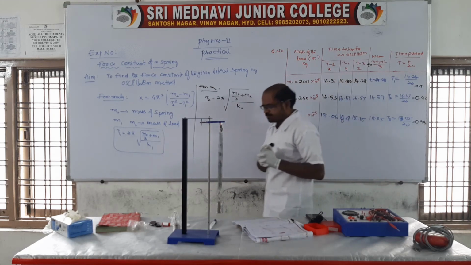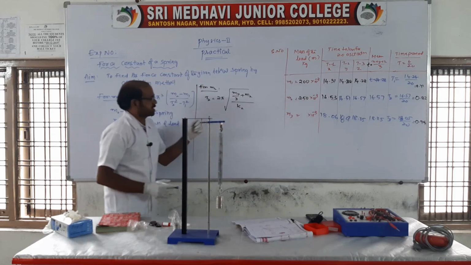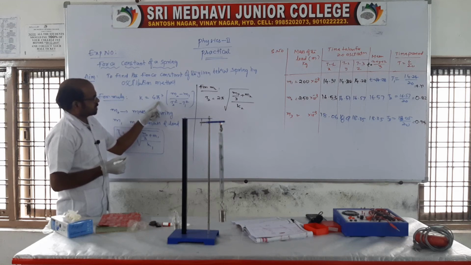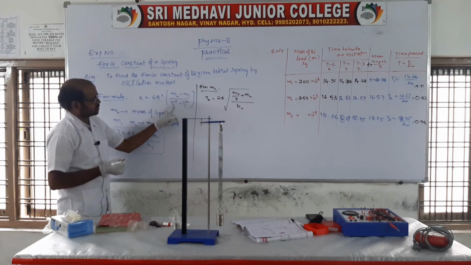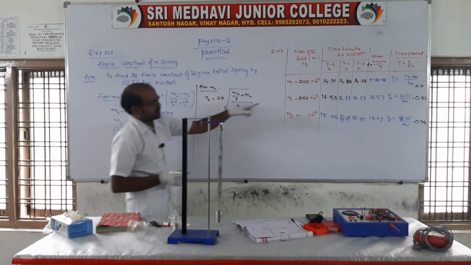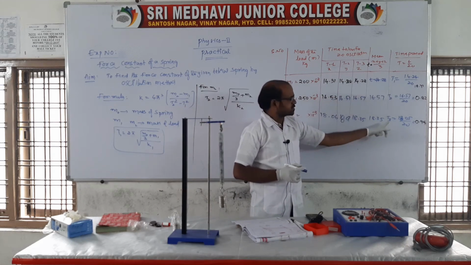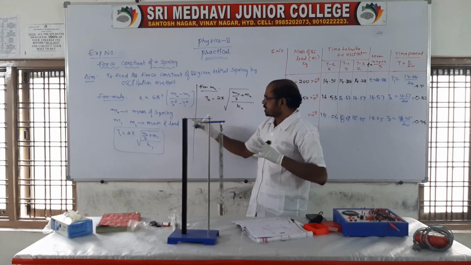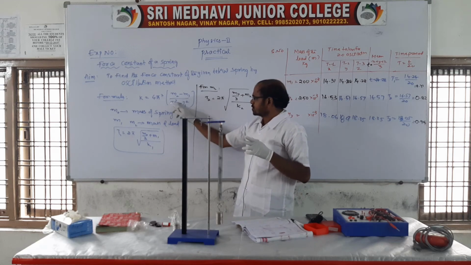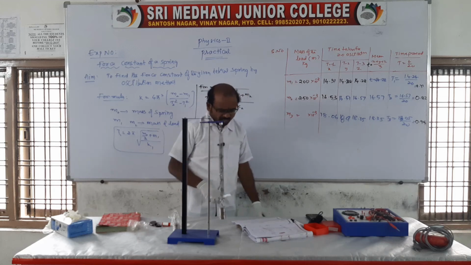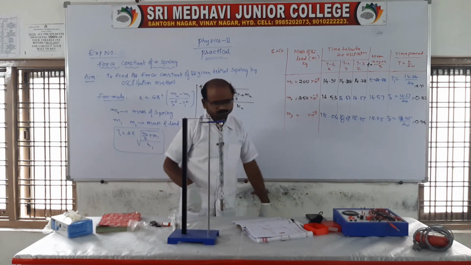Now what is being asked? We need to find the spring constant. For the spring constant there is a formula: K is equal to 4 pi square, M2 minus M1, by T2 square minus T1 square. We know T1, T2, and T3 also. So in the formula, we have M2 minus M1 by T2 square minus T1 square. Now by using this, we should do the calculation.